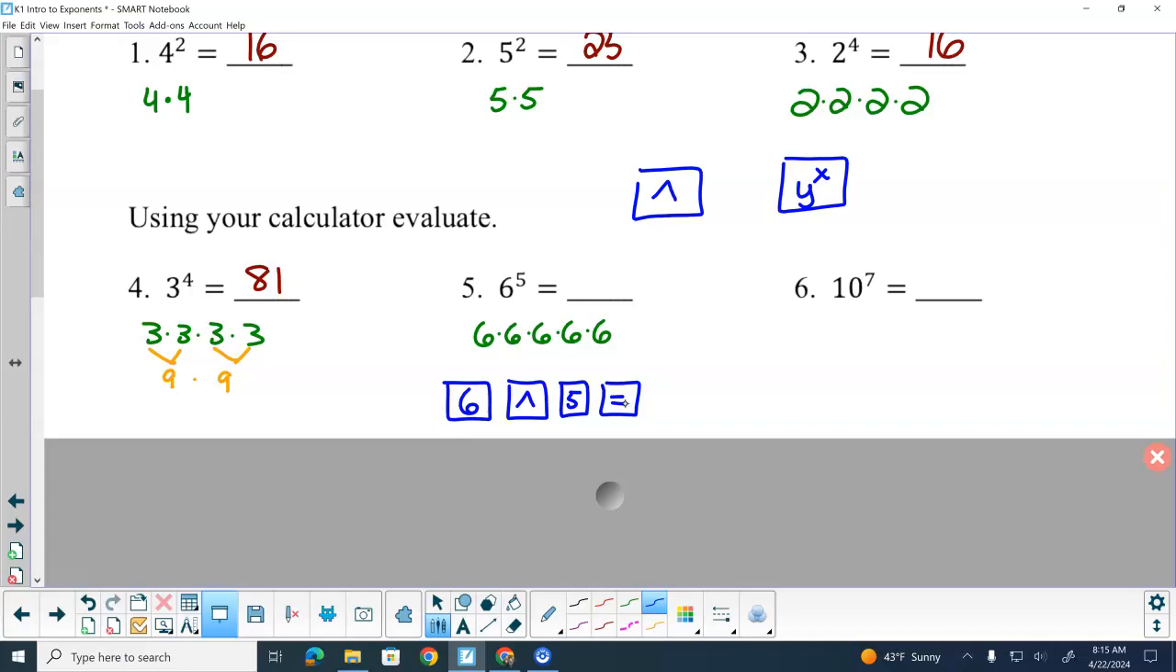I got 7,776. I'd say you were missing a 7 there. So these numbers can get really big really fast, right? Okay. What did you come up with for 10 to the 7th power? 70? Because it would be 10, 10, 3, 4, 5, 6, 7. Yep, 7.